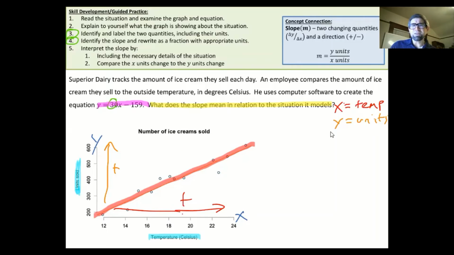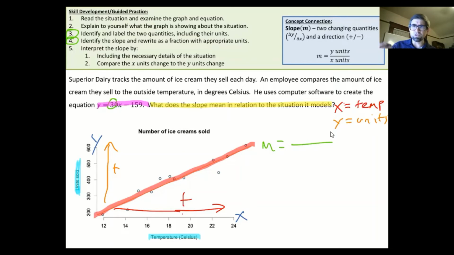Step 4 says identify the slope. Okay, well, the slope is always the number next to my variable term. That's my repeating pattern. So in this case, 30. This 30 next to the x has to be my slope. Then it says rewrite as a fraction with appropriate units. Okay, so I have to rewrite 30 as a fraction and also include the units. Well, I know I can turn any number into a fraction by simply writing it over 1. But before I do that, how do I know where to put these numbers and these units? Let's go back to our concept of slope.